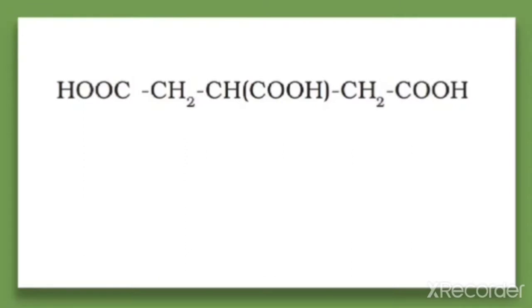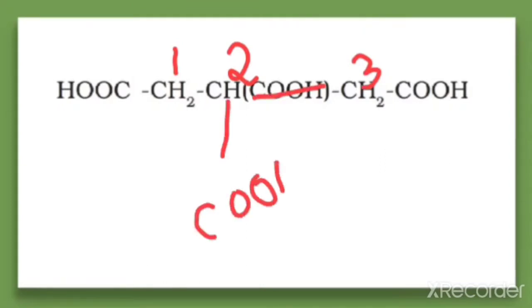So in such a case, how do we name this one? In such cases, we will not include the carbon of COOH in the main chain. That means the acidic group carbons are not included in the main chain. So how many carbons are there now in the main chain, excluding the acidic group? Let us count here. This is the first carbon, this is the second carbon, and this is the third carbon. So now we can say that this is the main chain.